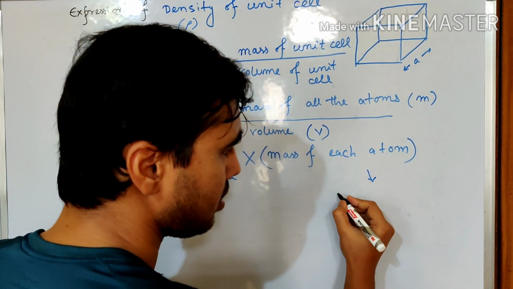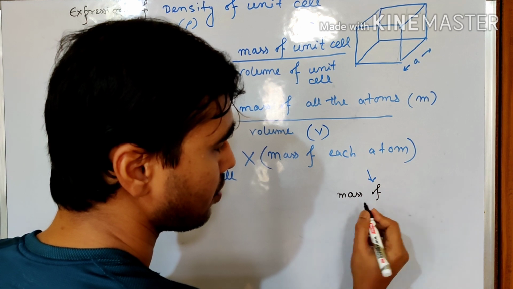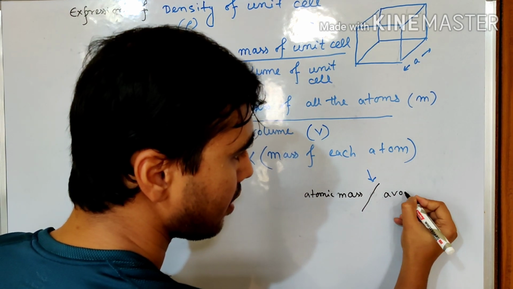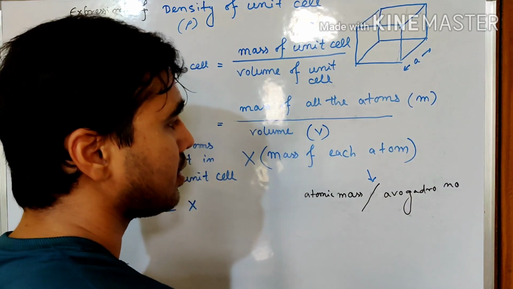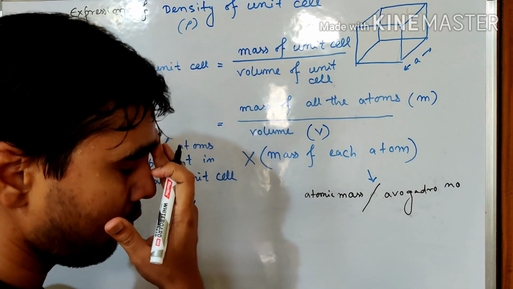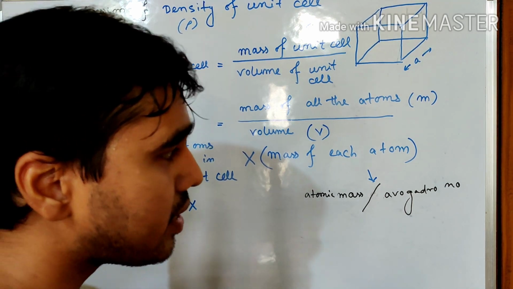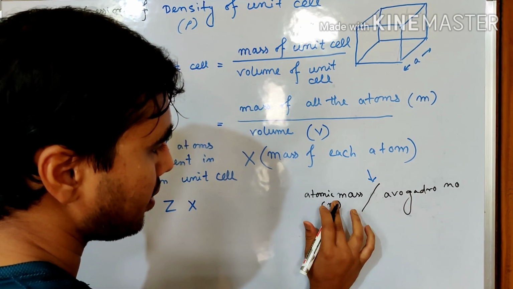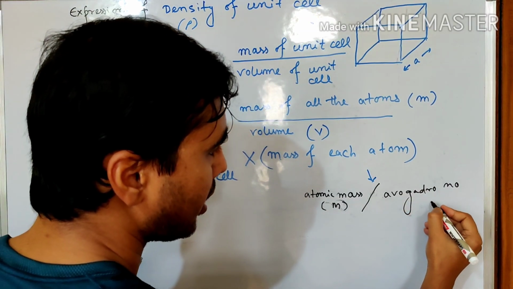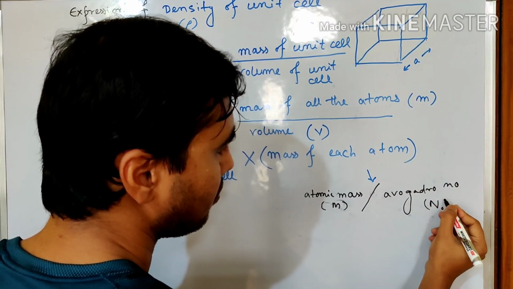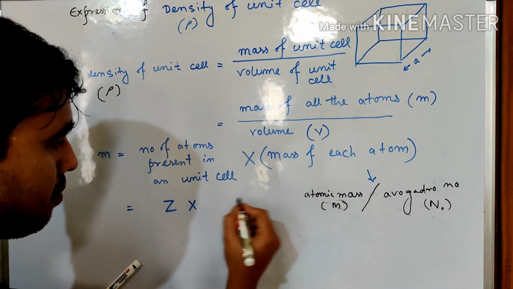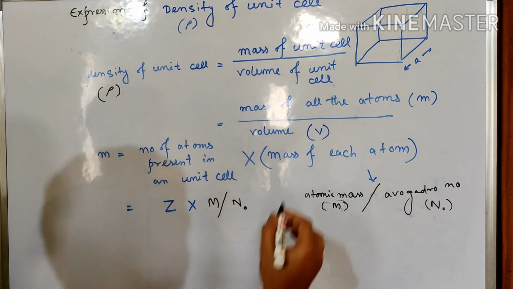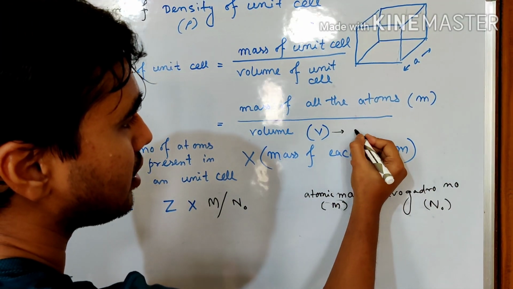This part can further be expressed as, what is the mass of each atom? It is the atomic mass divided by Avogadro number, isn't it? Because if we want to calculate the mass of individual atom, we have to see what is the atomic mass of that divided by the Avogadro number, of course. So atomic mass, if we are designating as capital M, and Avogadro number as N or N naught, whichever you like. So here it should be M divided by N0. And volume, if edge is a, what should be the volume? It is nothing but a cube.